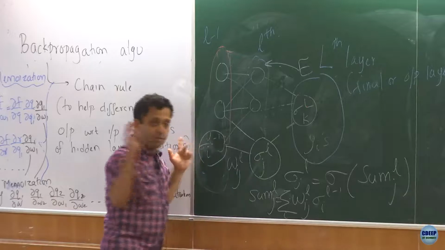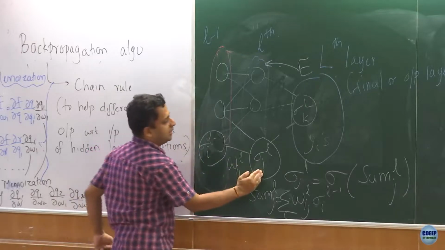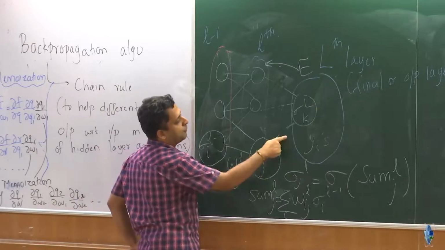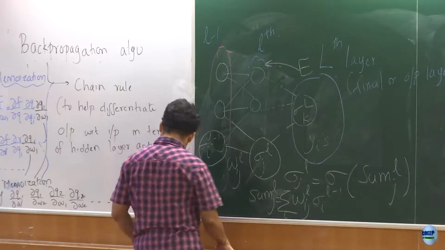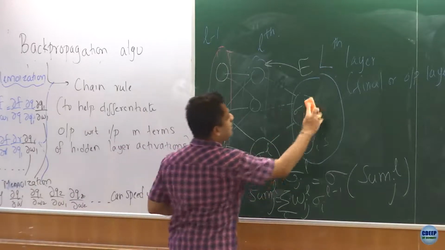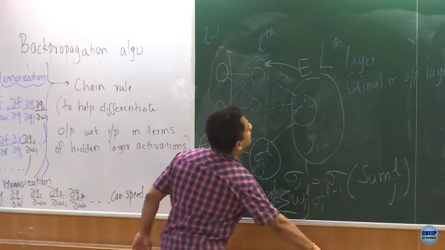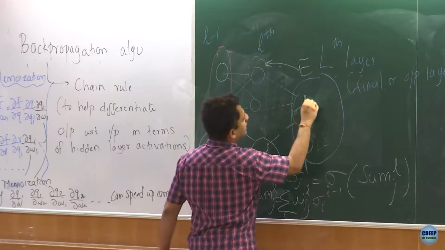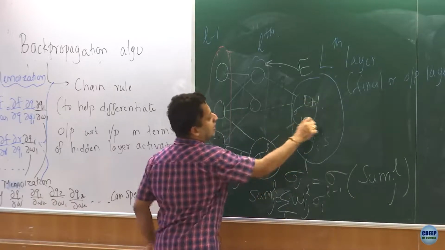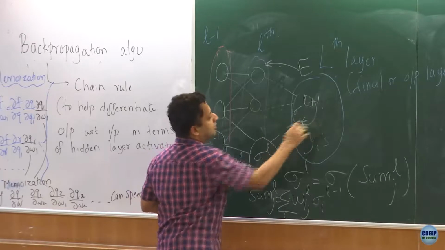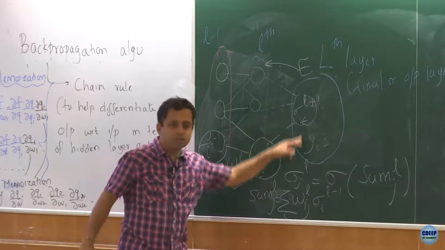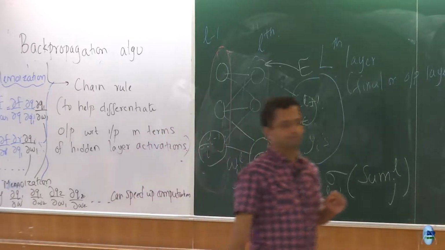So if I have to be practical, I'll have to look at how sigma JL influenced. So let me not use sigma this L plus L, let me use L plus 1. Let's just imagine that this is L plus 1. So I have to account for how sigma JL influenced all these nodes in the next layer.